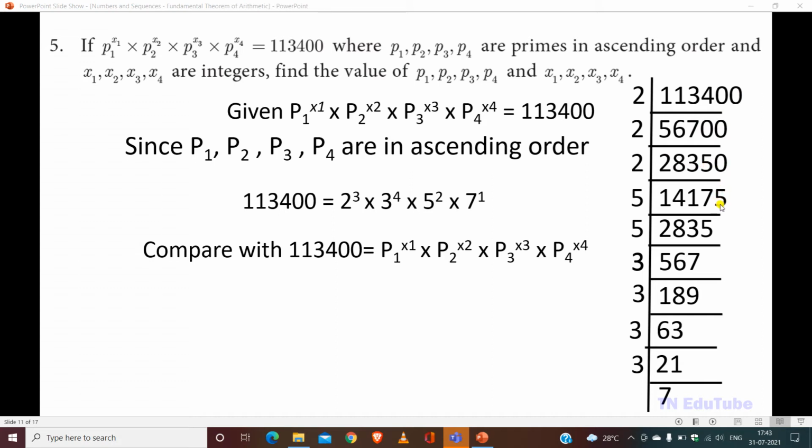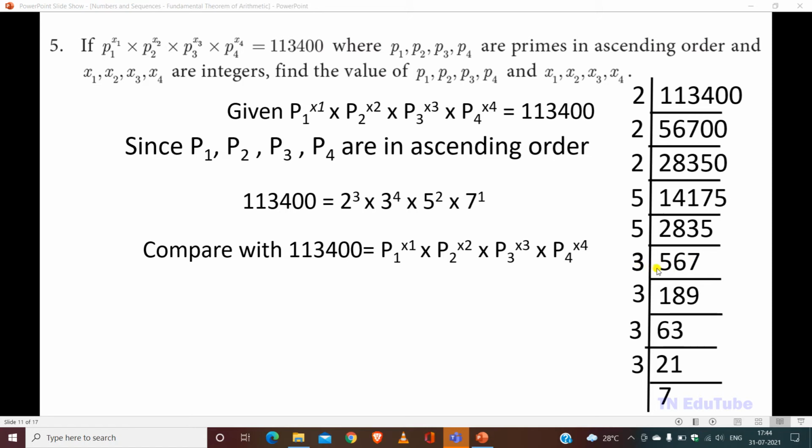It is ending with 5. So it is divisible by 5. So 2 5s are 10. And then 8 2s are 40. Then 3 5s are 15. Again balance 2. 5 5s are 25. Again divisible by 5. 5 5s are 25. Then 33. 33 means 6 5s are 30. 7 5s are 35. Now it is divisible by 3.